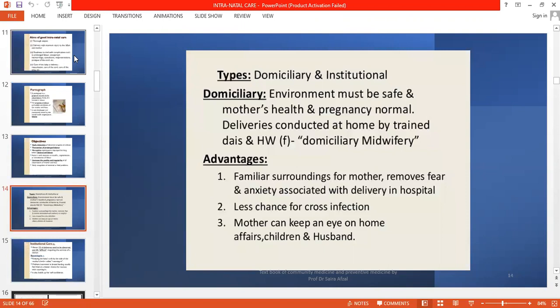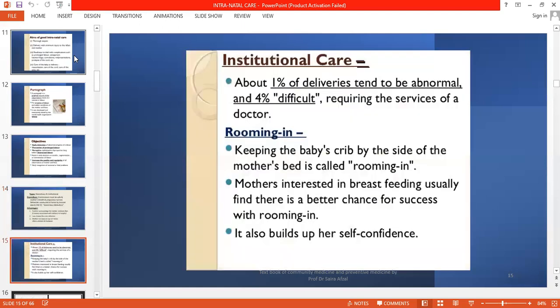There are 2 types of deliveries in our setup: domiciliary and institutional. In domiciliary, the environment must be safe, the mother healthy, the pregnancy normal, and delivery is conducted at home by a trained dai or a health visitor. This is called domiciliary midwifery. The advantages are familiar surroundings for the mother, removal of fear and anxiety associated with delivery in hospital, less chance of cross infection, and the mother can keep an eye on home affairs, children, and husband.